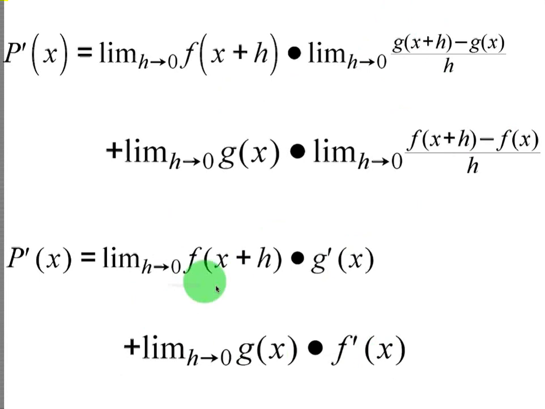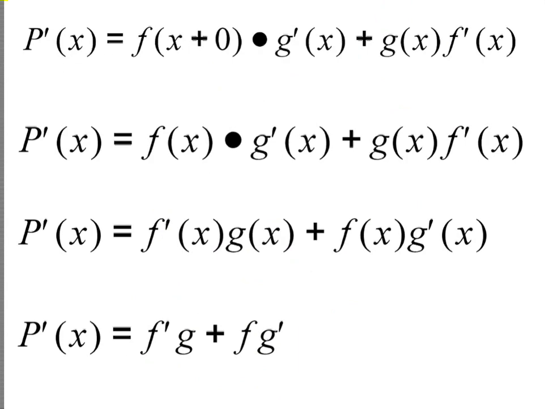Now notice something right here. If h is approaching 0, we can plug in 0 for h and we get f of x back. For the second one, the limit as h approaches 0 of g of x is just going to give you g of x back. There's no h to plug in. So when we plug in 0 for the first one, it becomes f of x. The second one, again, the limit as h approaches 0 of g of x is just g of x. And now we have f times g prime plus g times f prime.